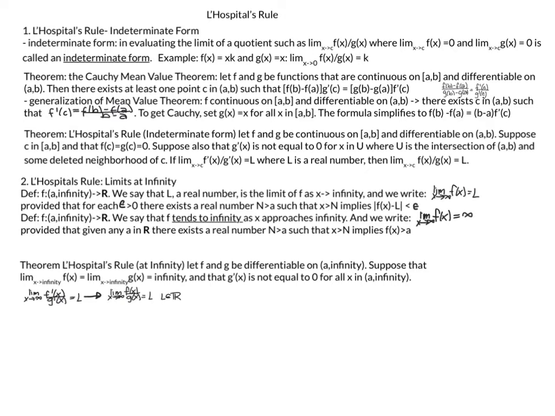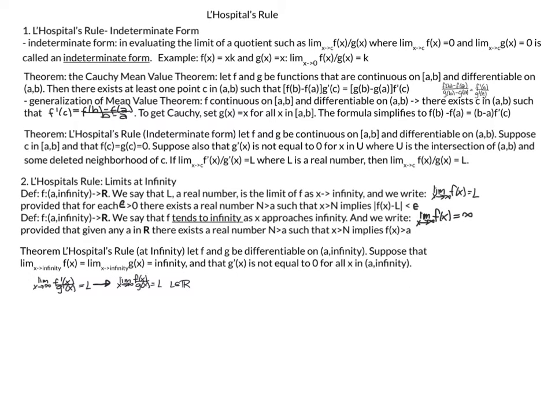Our next definition: f itself tends to infinity as x approaches infinity. So we write the limit as x approaches infinity of f of x is equal to infinity, provided that for any real number a, there exists a number n that is greater than a. So no matter how big of an a you give me, I can always find a number n that's greater than a. So that will be the definition of f itself tending to infinity as x goes to infinity. So L'Hopital's rule at infinity: let f and g be differentiable on the interval a to infinity.